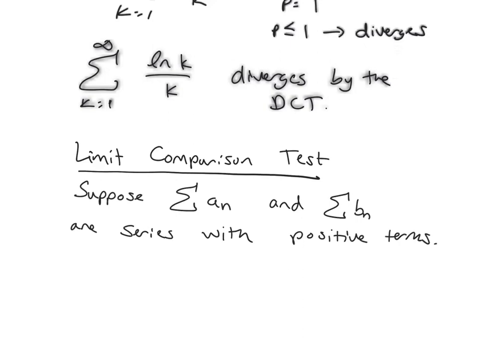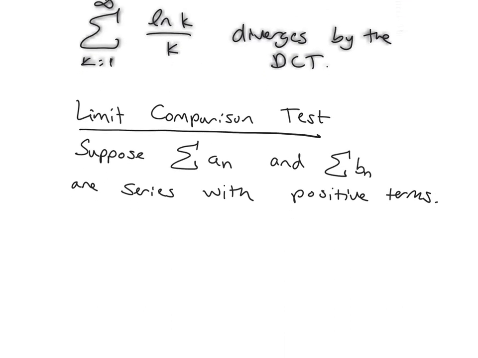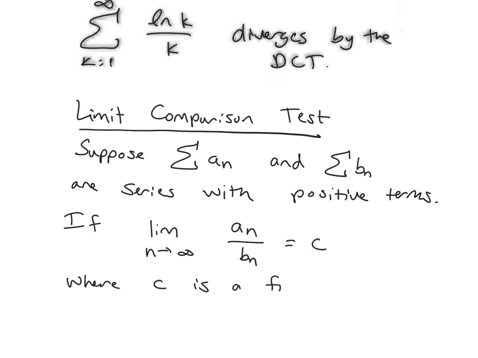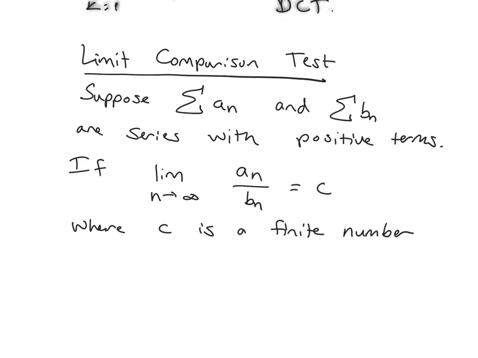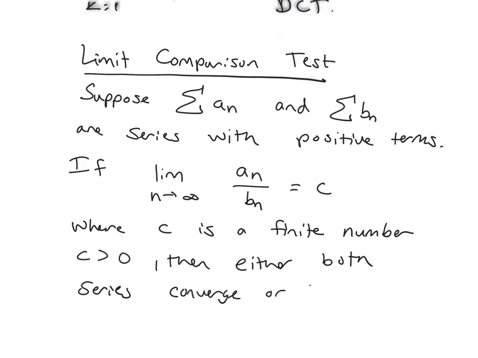The name of this test says limit, so you're going to have to compute a limit here. So if the limit of a sub n over b sub n is c, where c is a finite number, and you need c to be strictly bigger than 0, then either both series converge or both diverge.